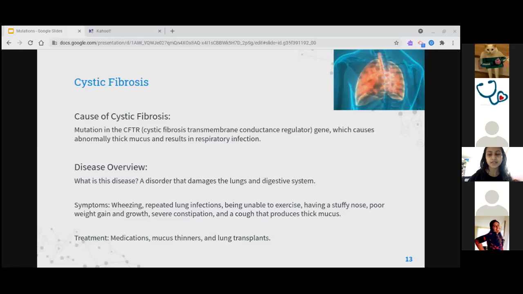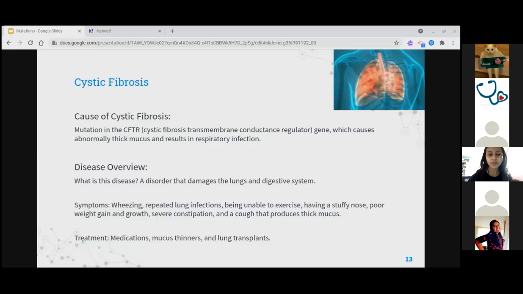Some symptoms of cystic fibrosis include wheezing, repeated lung infections, being unable to exercise, having a stuffy nose, poor weight gain and growth, severe constipation, and a cough that produces thick mucus. Treatment for cystic fibrosis may vary for each person, but doctors may recommend medications, mucus thinners to clear up the airway, or lung transplants to help fight the symptoms. That was all for cystic fibrosis. I hope you learned something new.